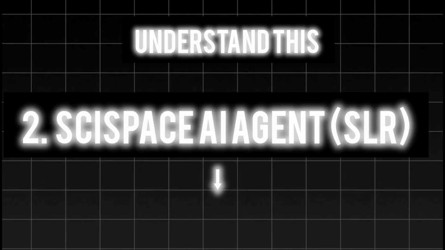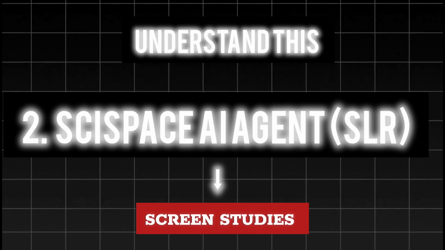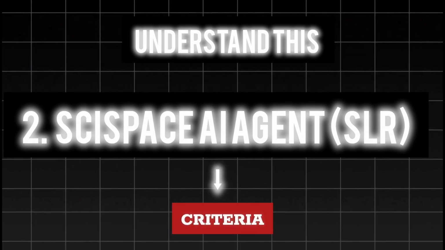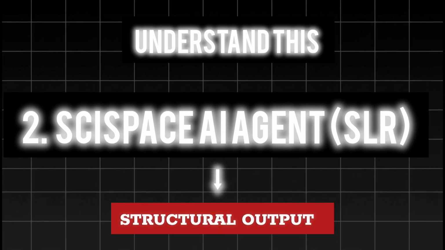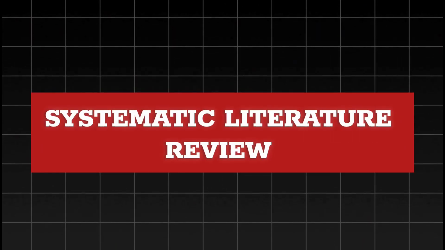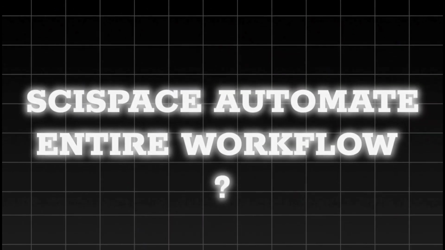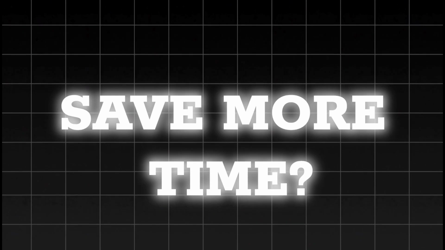While SciSpace Agent is different, it can plan the review, search multiple databases, screen studies, apply inclusion and exclusion criteria, generate structured outputs, and guide you through a complete PRISMA-compliant systematic literature review. And that made me realize one important question. Can the SciSpace Agent automate that entire workflow and actually save researchers even more time?